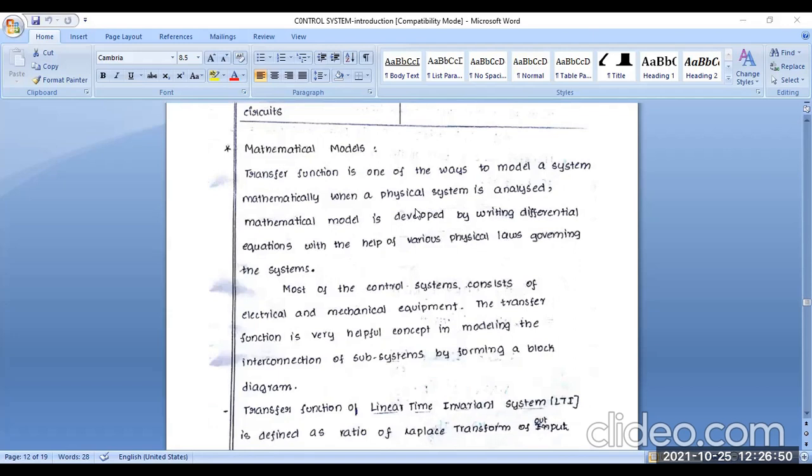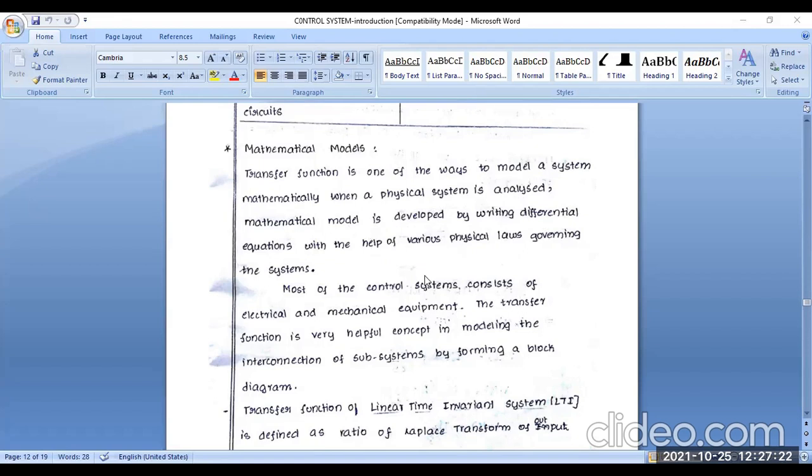Next, we have to discuss the mathematical model of the different types of systems. So first, we have to observe the transfer function of given controlling actions. This transfer function is one way to model a system mathematically. When a physical system is analyzed, a mathematical model is developed by writing differential equations with the help of the various physical laws governing the system.